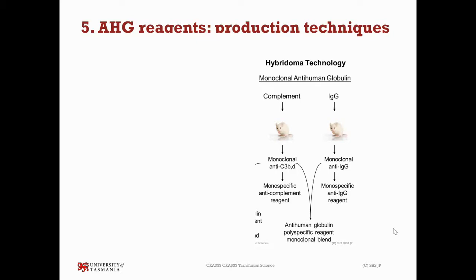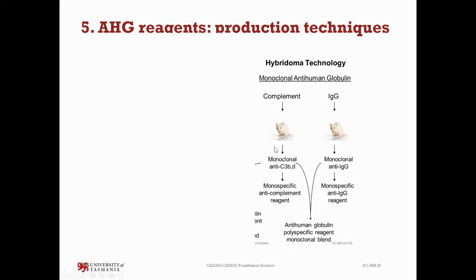Because once we bind it with the myeloma cells and create our hybridoma, then that will just go ballistic, and that will produce exactly the same antibody all the time. Okay, so that's the difference between the two. The monoclonal ones are much more specific and less likely to cross-react.